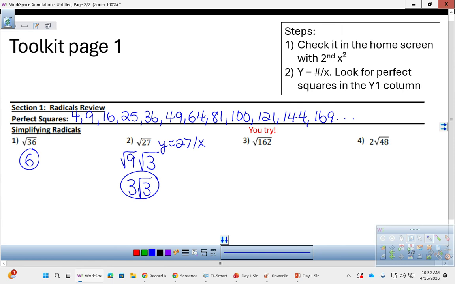All right, so as you've been refreshed on that, I'm going to have you just try number 3 here. So you're going to do the 162. See if you can break that up. You're going to need a calculator. And yes, you don't know the perfect square that goes into 162 off the top of your head.